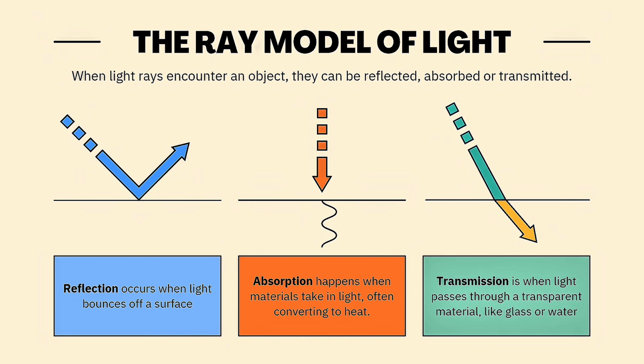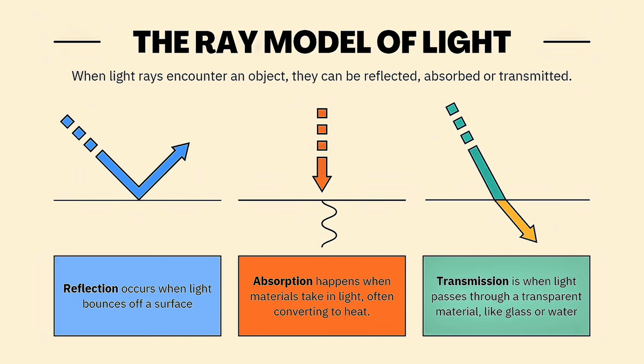Second, absorption. Absorption happens when a material takes in light energy. Most of the absorbed light changes into heat energy. For example, black clothes absorb more sunlight, which is why they become hotter in summer. Third, transmission. Transmission happens when light passes through a transparent material like glass or water. Transparent materials allow light to move through them, which is why we can see through windows and clean water.